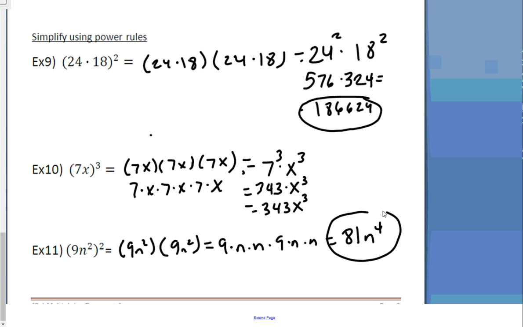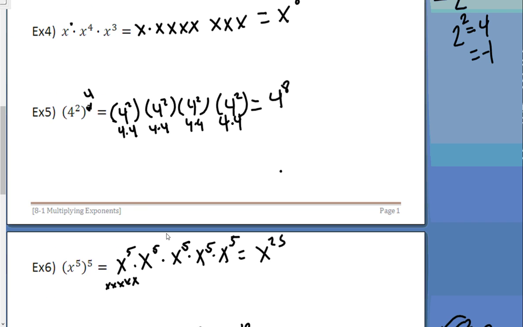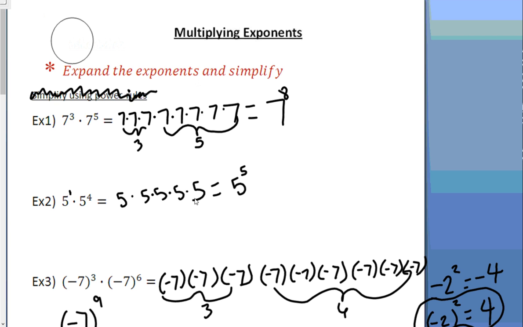Not hard at all. You don't realize it yet how important this is, but we're going to be using this throughout the rest of algebra, and by the time you're done with algebra 2, this stuff should be simple to you, because you're going to be using it so often. So make sure you get it down, make sure you're expanding, and you should have a pretty easy time. Good luck.